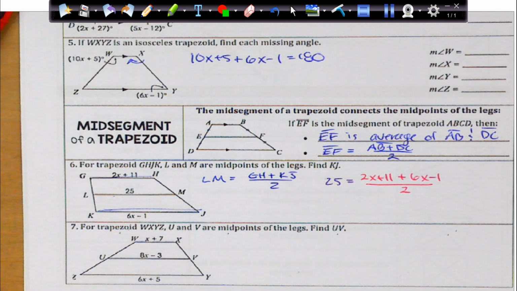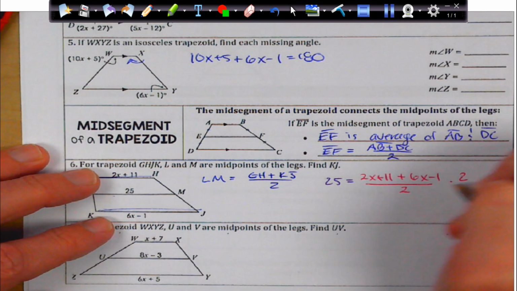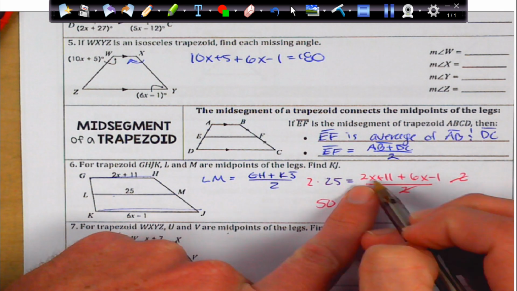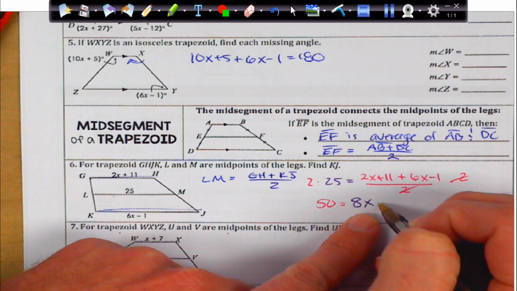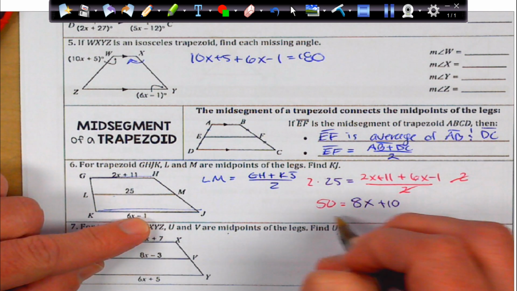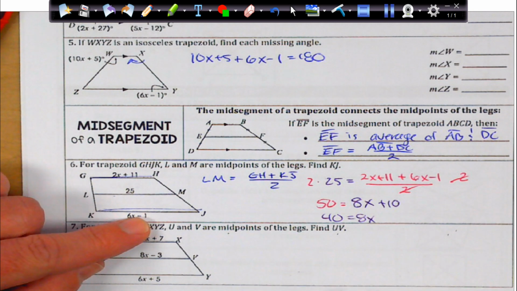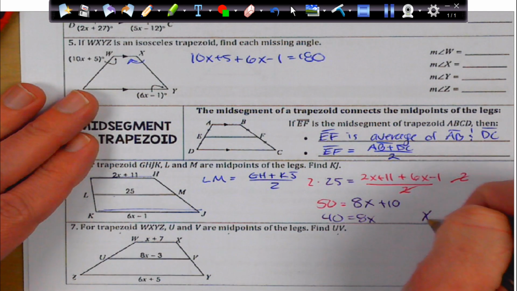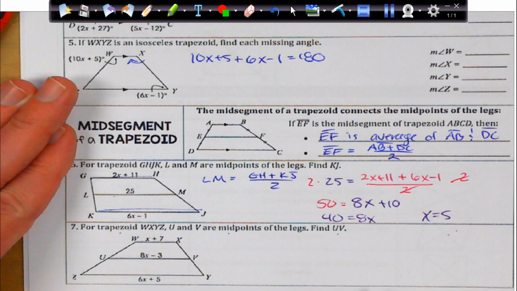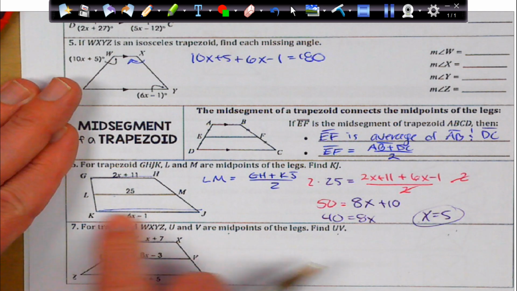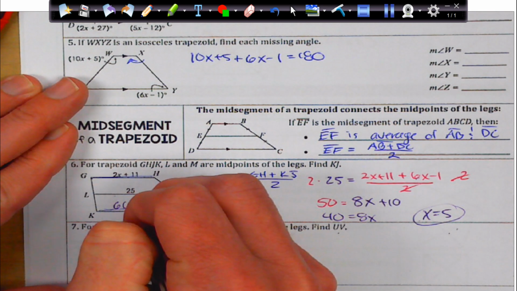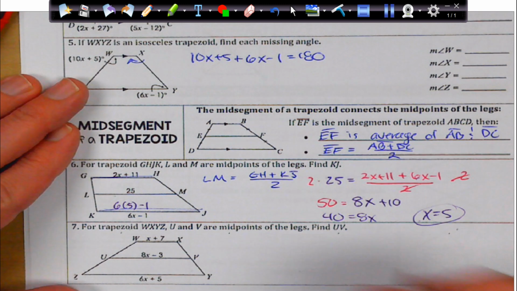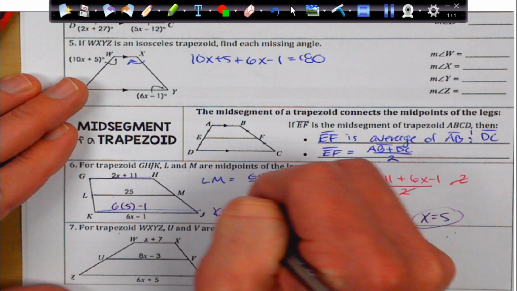Now, instead of dividing this all by 2, I'm just going to go ahead and multiply the 2 out right away. So I end up with 50 over here. Combine like terms, 2x and 6x is 8x plus 10. I'm going to subtract the 10 to get 40 equals 8x. Boy, that is going to be very convenient for us because that will divide in nicely to give me x equals 5. Now it does say find KJ, so I'm not quite done yet, so I got to go plug it back into KJ. That's 6 times 5 minus 1, and that is 30 minus 1, which is 29. So KJ is equal to 29.